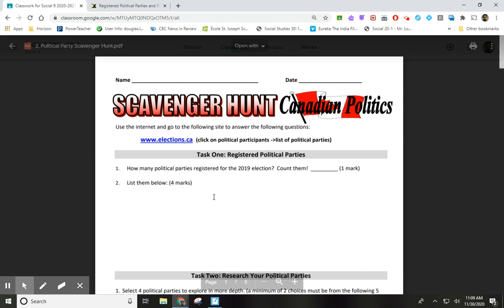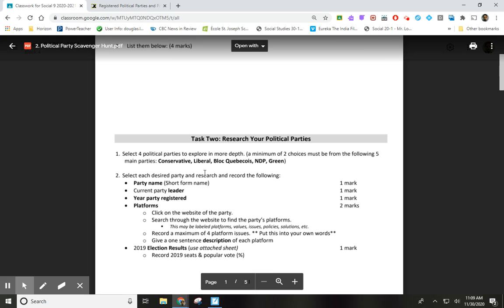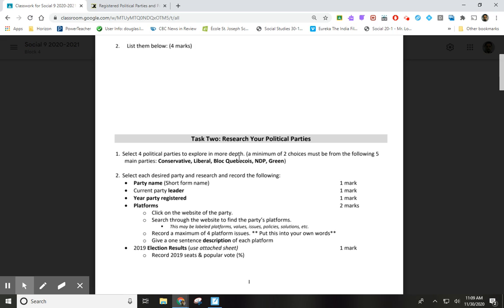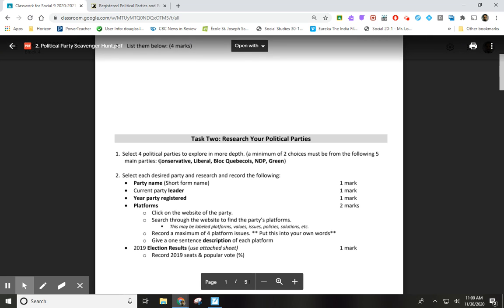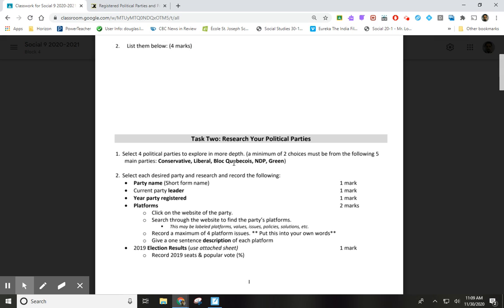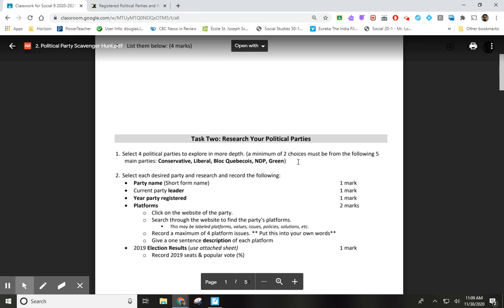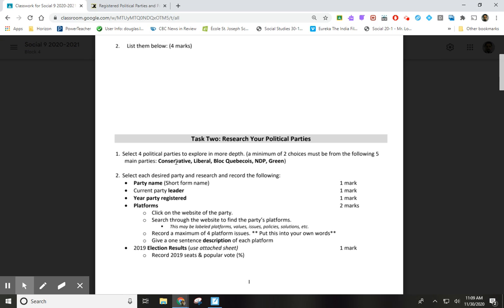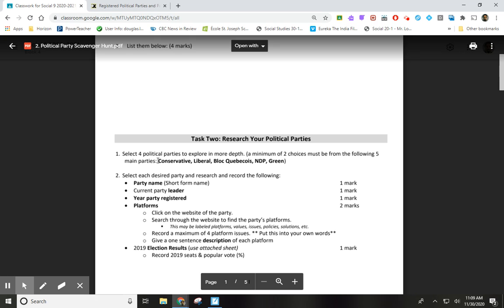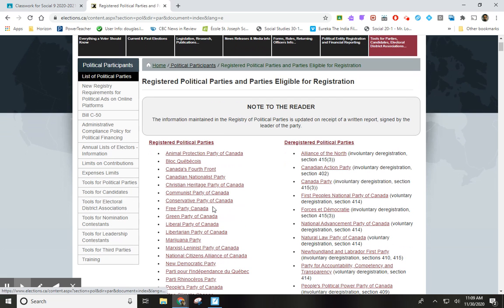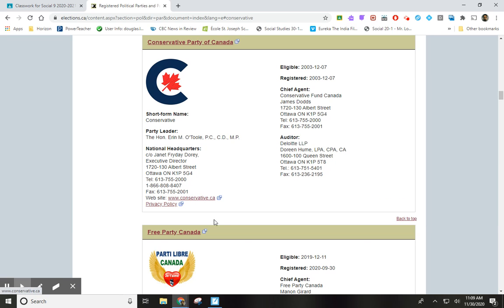Let's go back to this. You got that. And then it says task 2, research your political parties. It says select 4 political parties to explore more in depth. A minimum of 2 choices must be from the following 5. So 2 of the 4 have to be from these 5 right here. Okay. Maybe you'll do conservative or liberal. Maybe you'll do green, NDP. Doesn't really matter. You have to pick 2 from there. Okay. So you'll go into this and you'll look up Conservative Party of Canada.